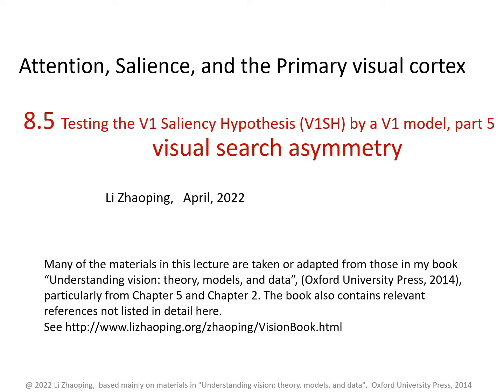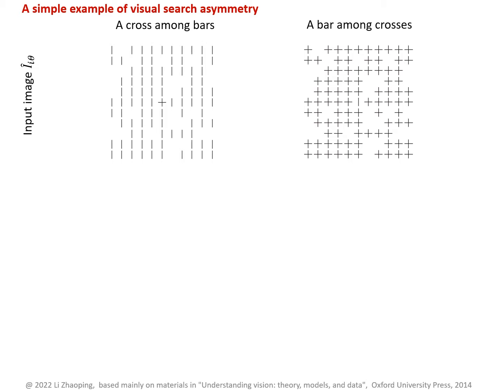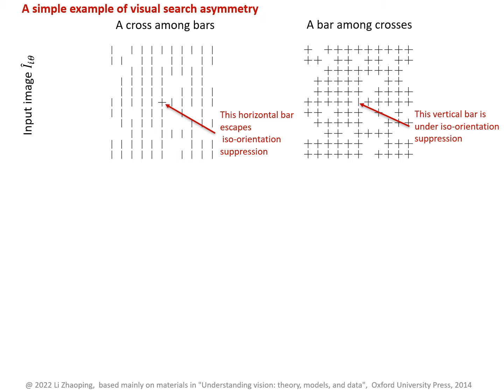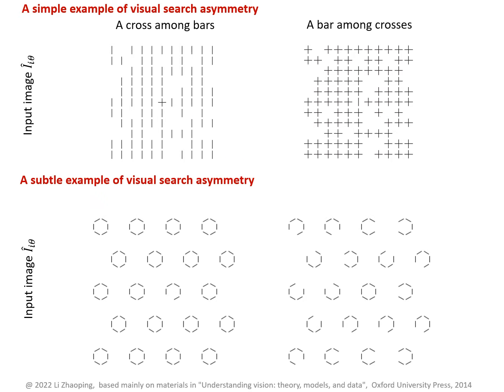Testing the V1 saliency hypothesis by a V1 model, Part 5, Visual Search Asymmetry. We have seen that this simple example of asymmetry between two visual searches can be easily understood by the absence or presence of iso-orientation suppression on critical bars. And here is another example of visual search asymmetry that's much more subtle.